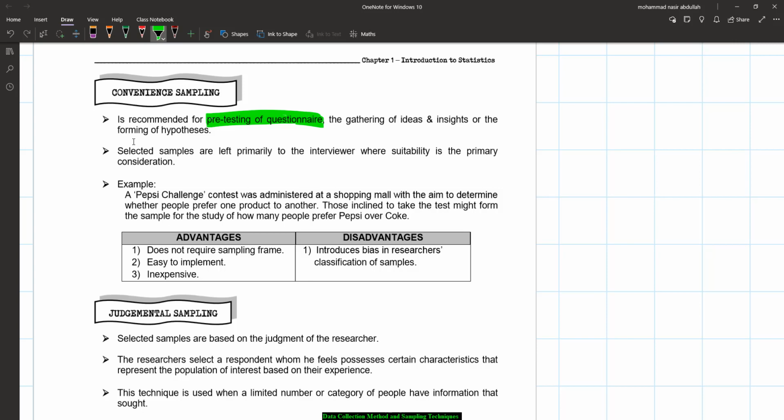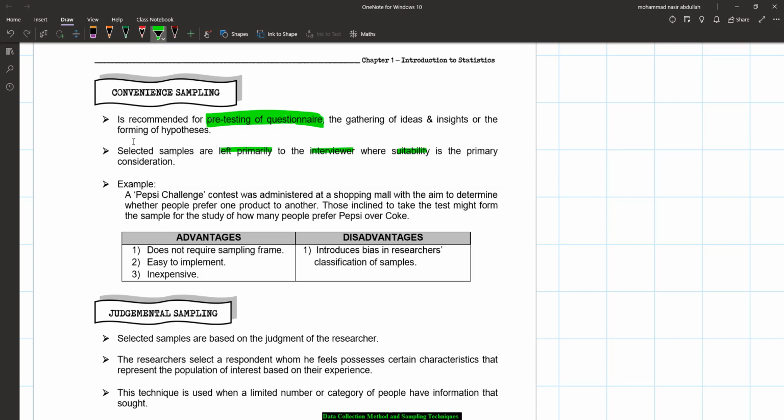Selected samples are left primarily to the interviewer, where suitability is the primary consideration. Macam tadi saya cakap lah, at their convenience. Dia duduk depan kedai, dia tanya soalan. Ataupun dia nak tengok satisfaction of customer who boarding the bus. So dia masuk join dalam bus tu, dia distribute questionnaire sebelum bus jalan. Right? At their convenience. Right?